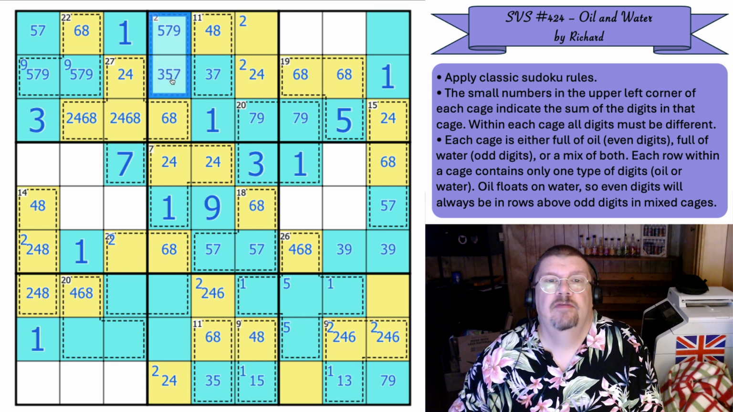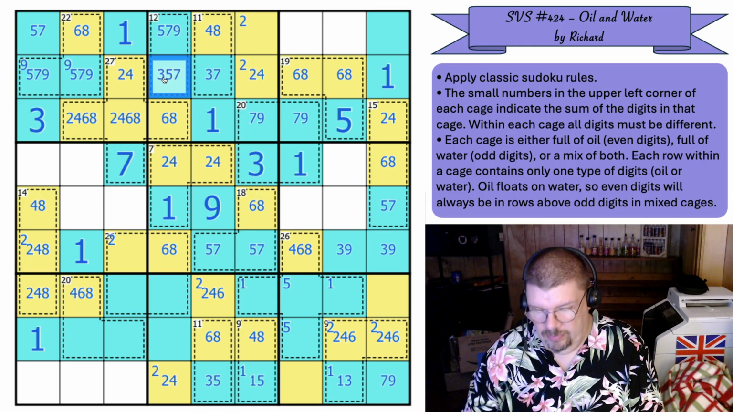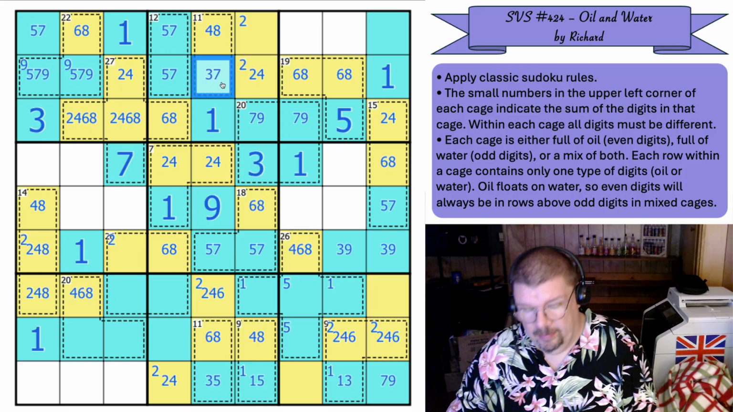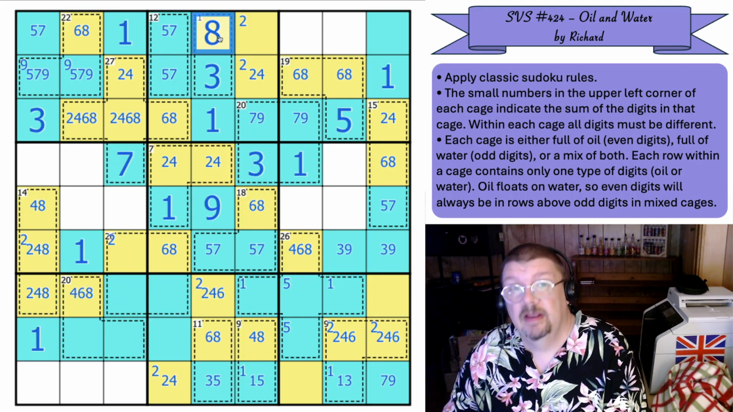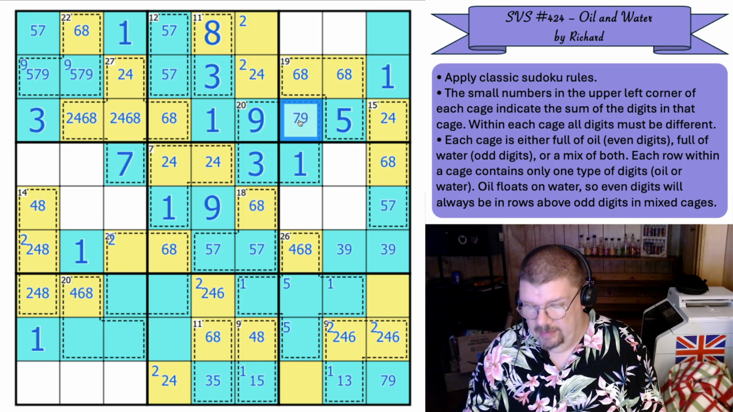Secondly, it means that 5 is definitely in there, and that must go with a 7. So that's not 3 or 9. So that 5, 7 now makes that 3. That makes that 8. That 5, 7 makes that 9, and that 7.